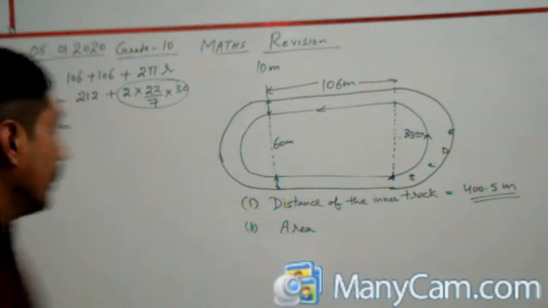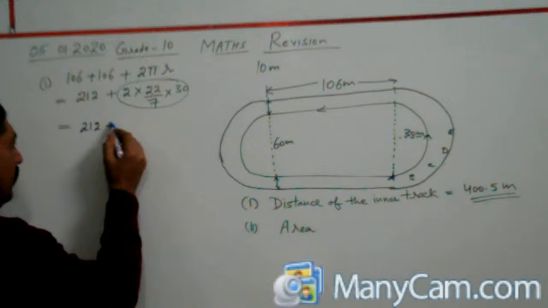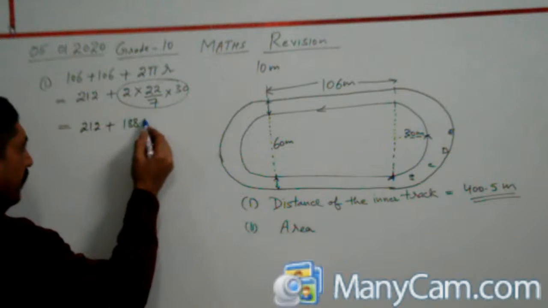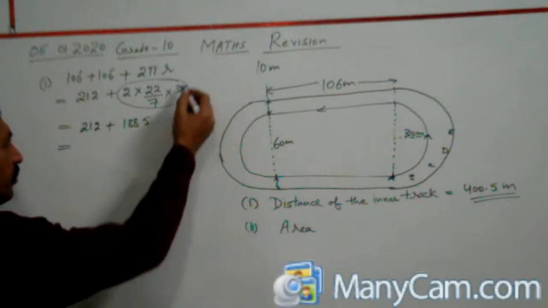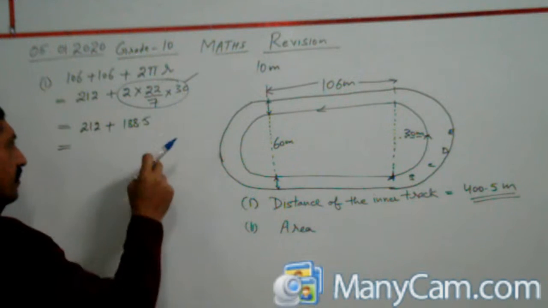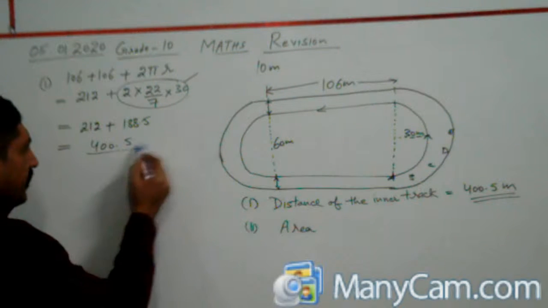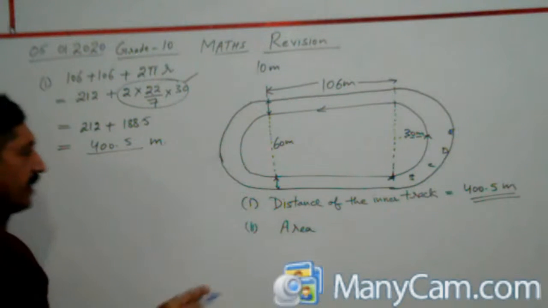Okay, so here it is 112 plus 188.5 something. In your book, the answers have remained in the fraction, right? So it is 400.5 something meters track. Area, that is very simple.